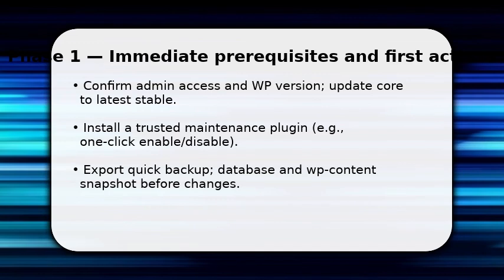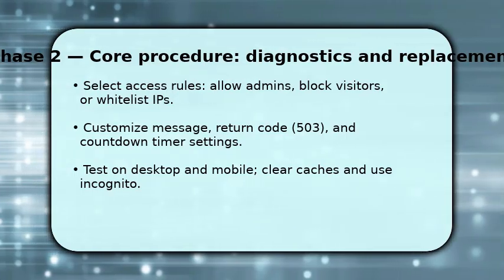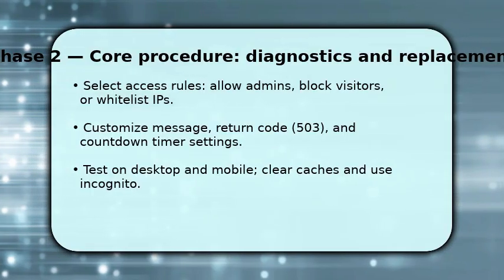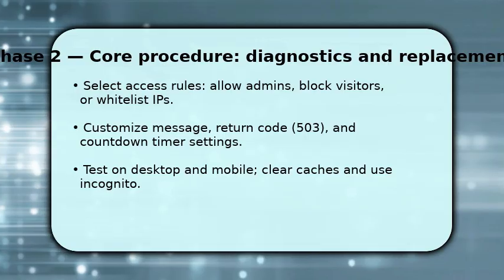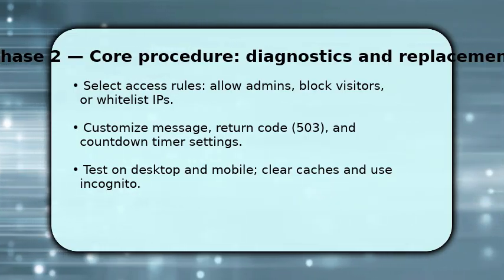Now configure the plugin options to control visibility and HTTP status. Choose 503 service unavailable to signal maintenance to search engines. Once done, whitelist your IP or allow logged-in administrators so you can view the live site while others see the maintenance page. Customize visual and timing settings, then save.